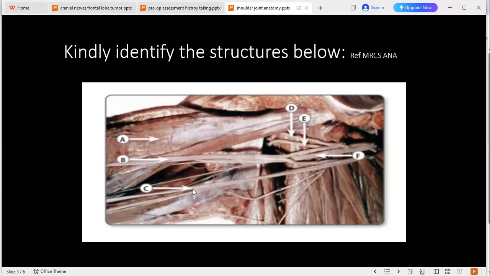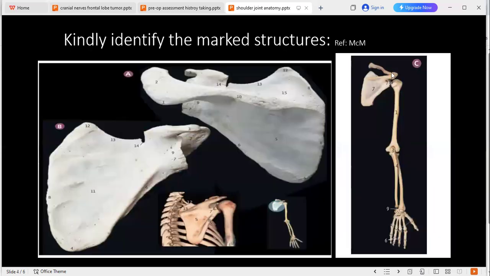Can you please identify structures D and E? D is musculocutaneous and E is axillary nerve. And what about C? C is ulnar nerve.